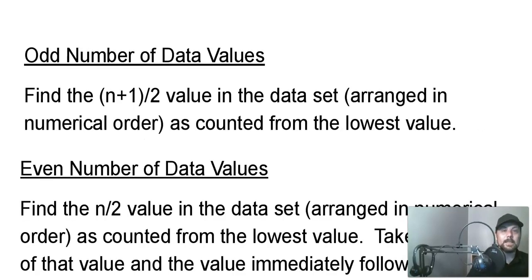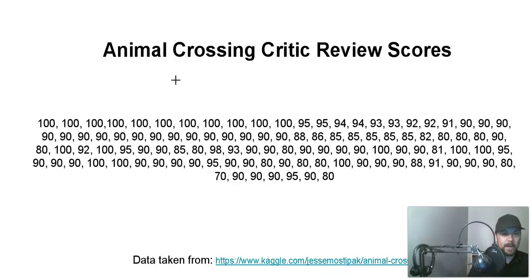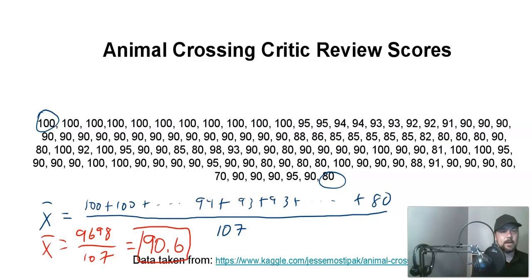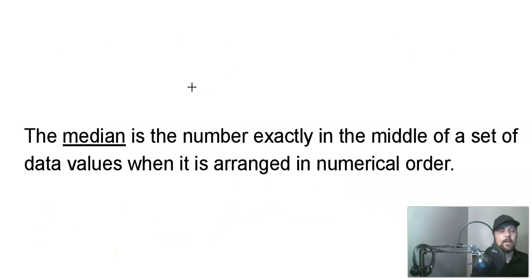Well, I kind of wanted to make this point in just a minute, but we're going to go back to the Animal Crossing critic reviews. Now remember, there's 107, and this is actually going to be important for finding the middle of a set of data. So let me give you a quick example here. Let's go back to this, just so you know why it matters.